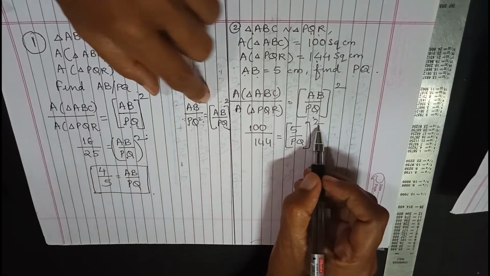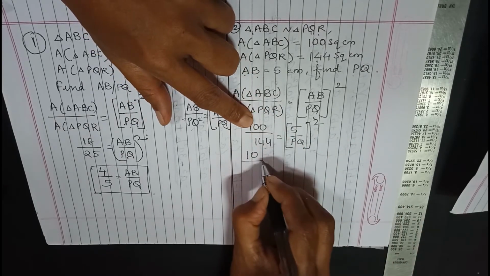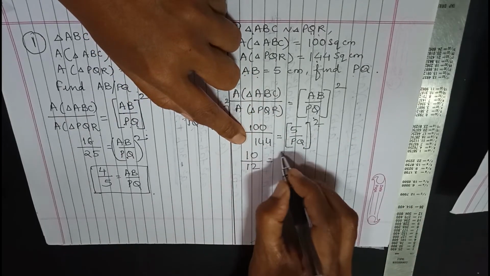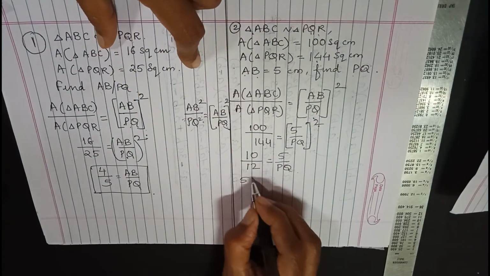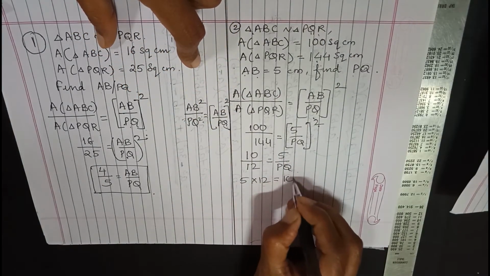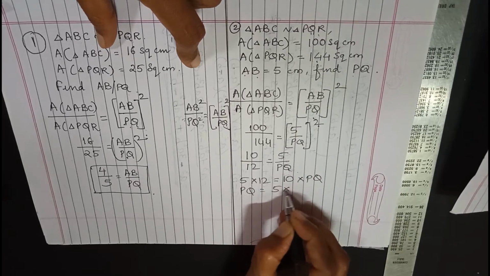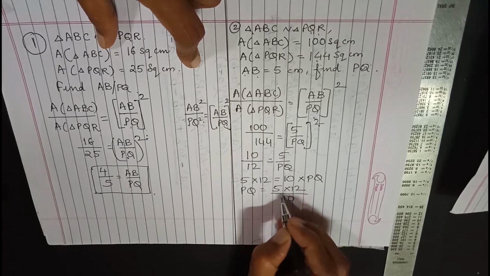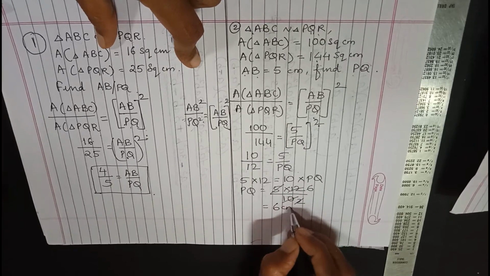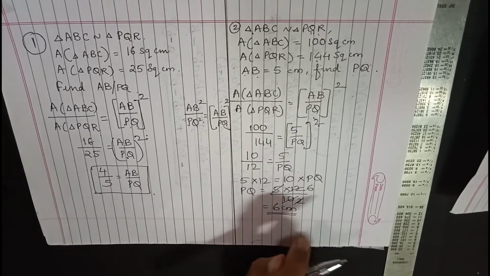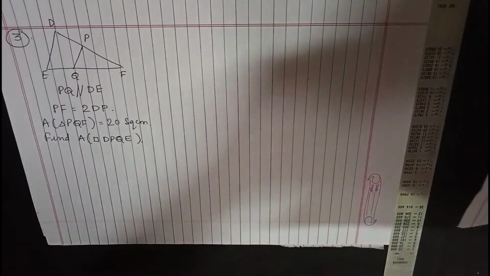Again we don't want the square, so we remove the square by taking square roots on both the sides. 100 will become 10, 144 will become 12, and this will be 5 upon PQ. Now just with cross multiplication we will be able to solve and get the answer for PQ. So PQ is nothing but 5 into 12 divided by 10. So 5 2s are 10 and 6. So we get the answer as 6 centimeter. Right? So these are very easy to use formula and easy to solve sums.